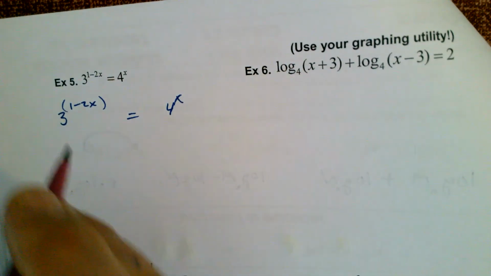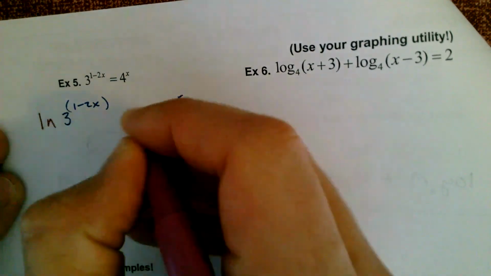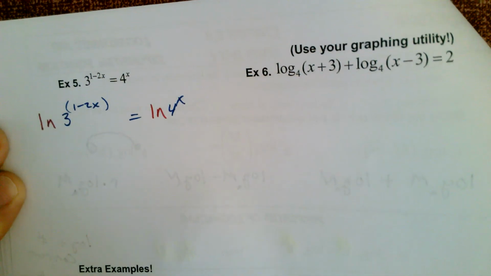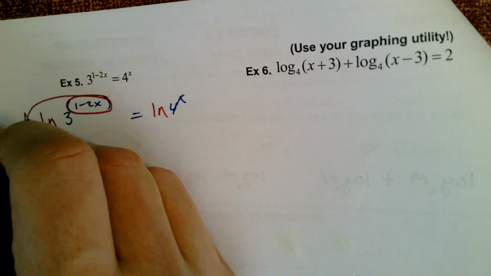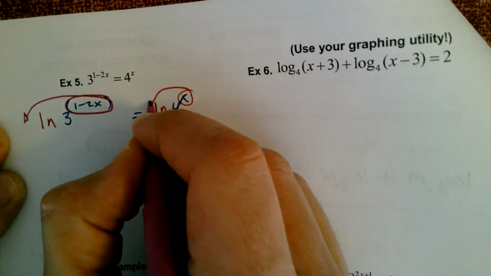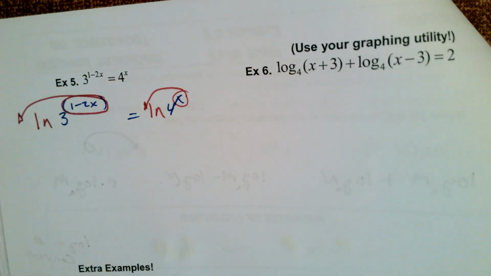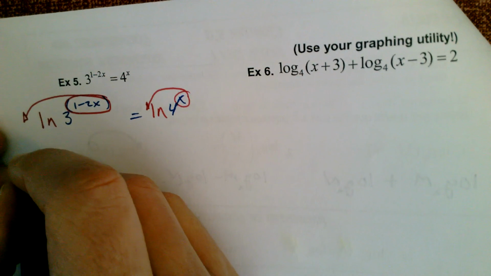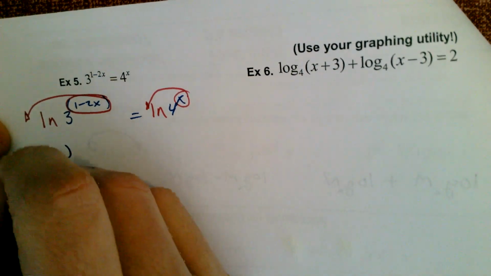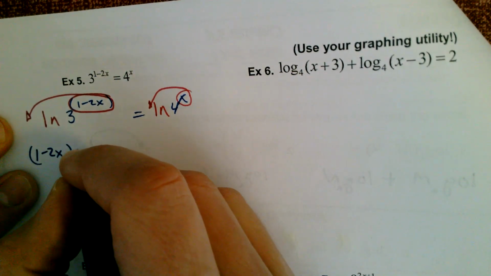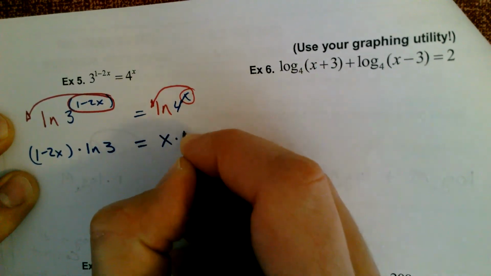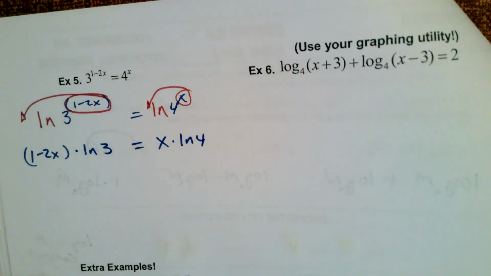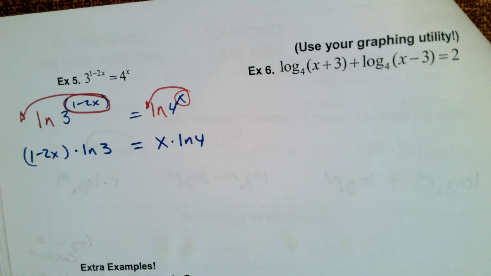So, well, that x is so high I can't reach it unless I step on a log. Now I can get up on that log and bring this quantity down. I can bring this x down. Now I can start manipulating and solving for x. So I have the quantity 1 minus 2x times the natural log of 3, and then I have x times the natural log of 4. So far, so good.